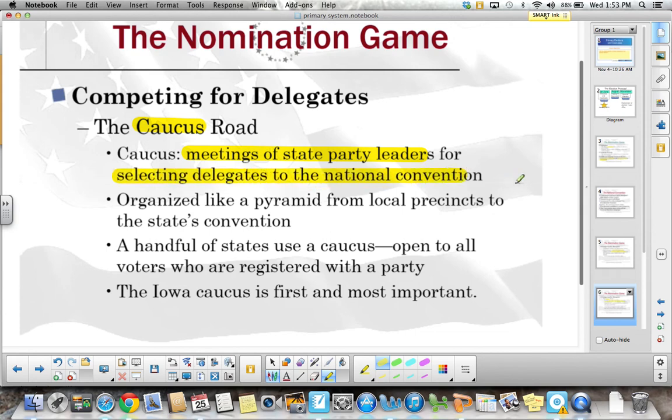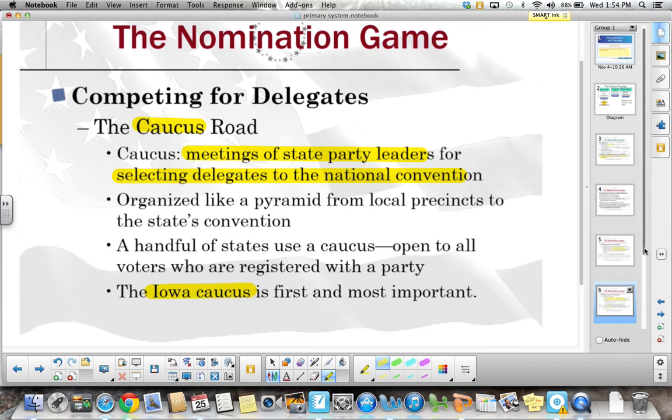I have a diagram I can show you in just a second, but basically people get together, they meet, they discuss, and eventually they vote on the candidate that they like the best. If enough people vote for one candidate, then they'll get the nomination from that state, and ideally for the whole national party. The first caucus that happens is in Iowa, right here. And let's look at that diagram now so we can understand this caucus a little bit better.